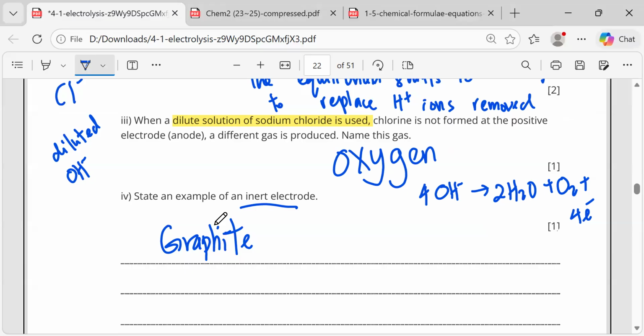So everything I need to change to the oxygen form, because the question asks for the gas. Highlight the word gas.